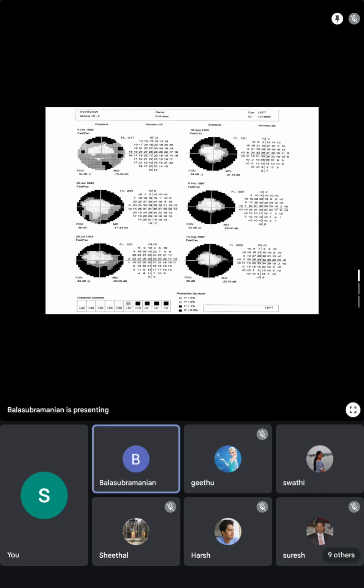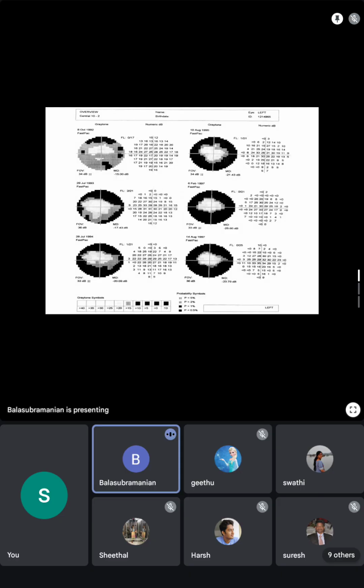To assess the progression. When we see individual charts, we will not be identifying any early changes. So there is a program to do an overview. The software has this option. This is actually a 10-2 field. This is an overview analysis of the 10-2 field of the left eye of the person. The charts are compared from October 1992 to August 1997, a span of around 5 years. The single eye of that person.